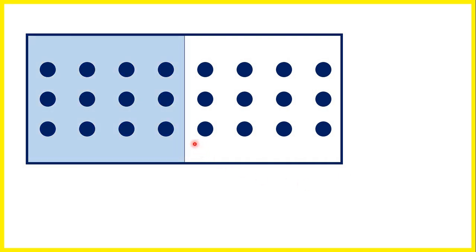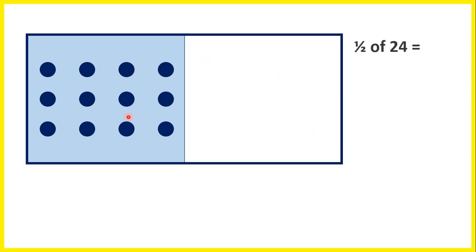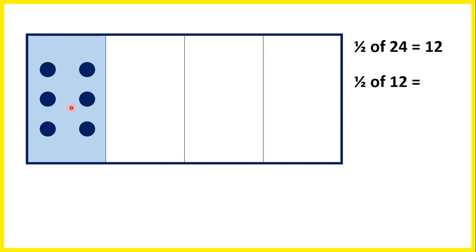Now here we have 3, 6, 9, 12, 15, 18, 21, 24 circles. If we halve it, half of 24 is 12. Now, if we take those 12 circles and split them in half again, we have 6. So half of 12 is 6, but notice the fraction bar. We can also see that 1/4 of 24 is 6, because if we halve and halve again, we get 1/4.